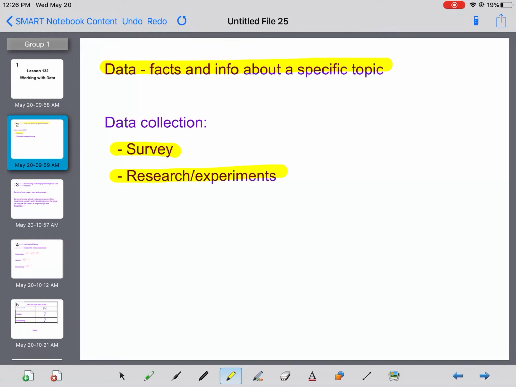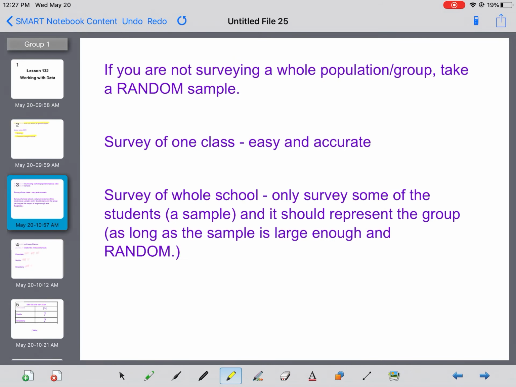Another way that data can be collected, though, is through research and experiments. So not asking people questions. It would be if somebody were to perform a scientific experiment of some kind, maybe perform it multiple times, record their results. Their results would be the data that they would be looking at. So we're going to focus mostly on surveys for today, and there are some things we need to pay attention to for surveys.